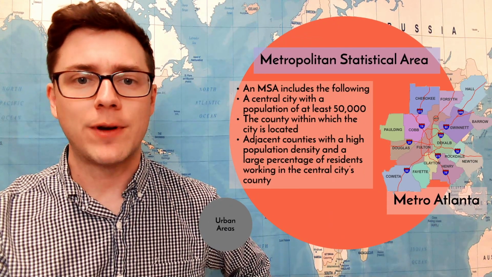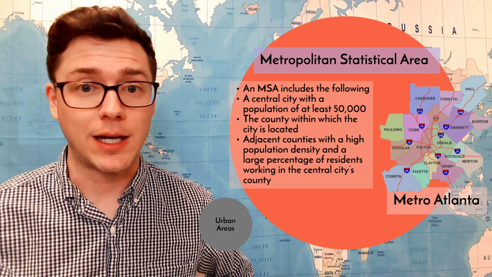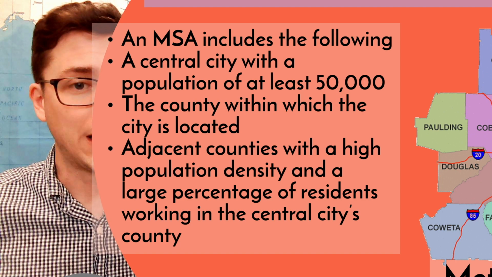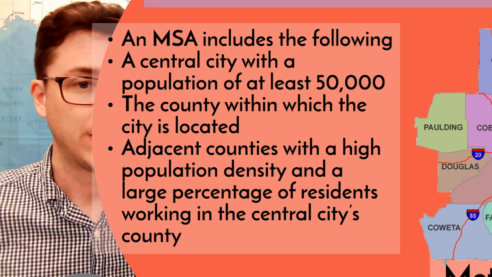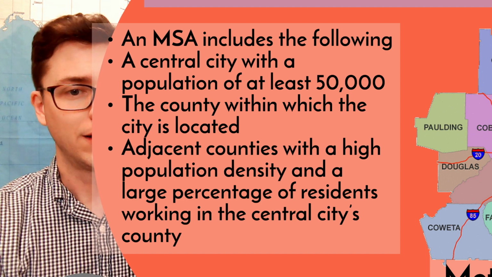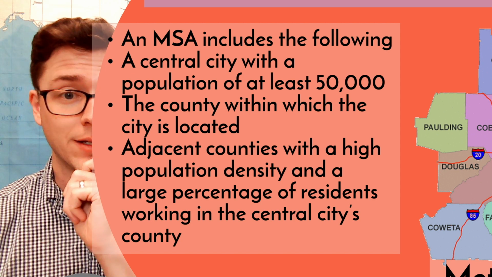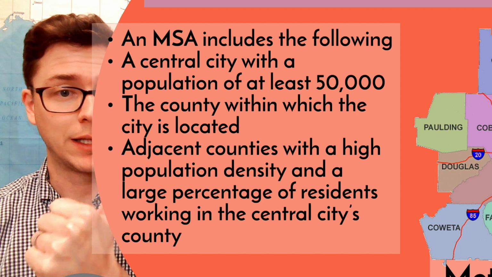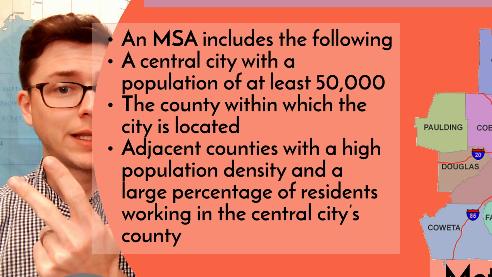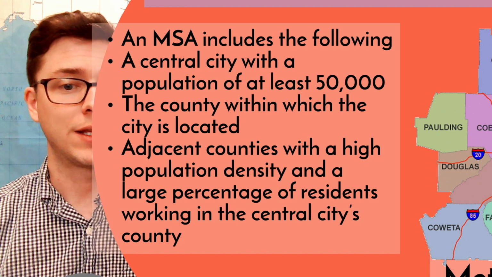But let's get further into our definition of what makes a city a city. So the metropolitan statistical area is typically what people envision when they think of cities. The MSA, the metropolitan statistical area, includes the following things: a central city with a population of at least 50,000 people, the county in which the city is located, and then the adjacent counties with a high population density and a large percentage of the residents working in the central city's county. So that includes 3 things. It is the central city with 50,000 people at least, the county that the city is located in, and then the counties that are around it that have 1,000 people per square mile, and a large percentage of the people who live in those counties work in the central city.